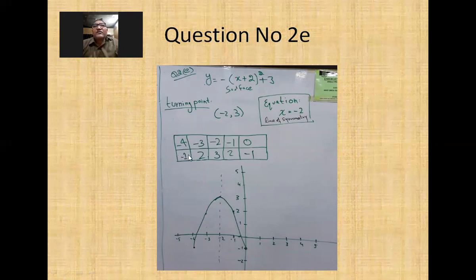and I found the values of the y. So these are the y values. I got it from here. Then what I will do, I will plot them on the grid. You can see here we have drawn the grid.